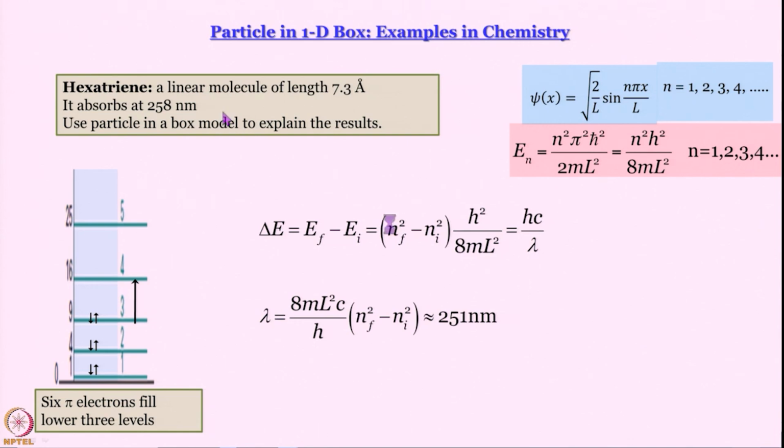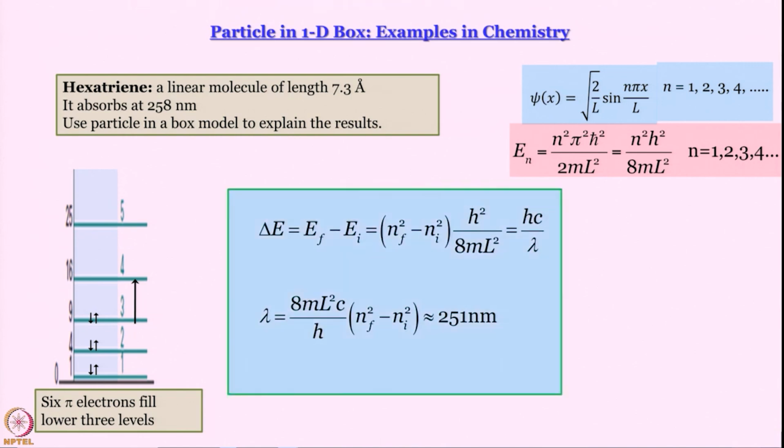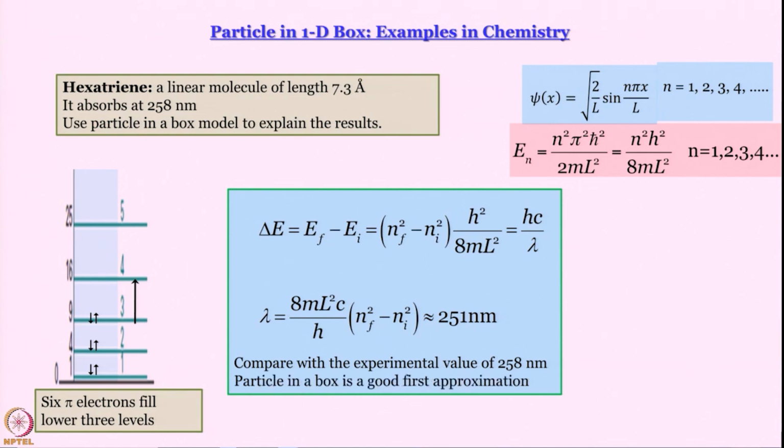When we do that, we find that this lambda turns out to be 251 nanometer. Experimental result is 258 nanometer, and theoretically predicted result is 251 nanometer. Not exactly the same, but not very different either. So, for something like hexatriene, this particle in a box model is not too bad a first approximation. Of course, it is not the last word. You need a much better, more sophisticated quantum mechanical treatment, but to start with, particle in a box model is not too bad.